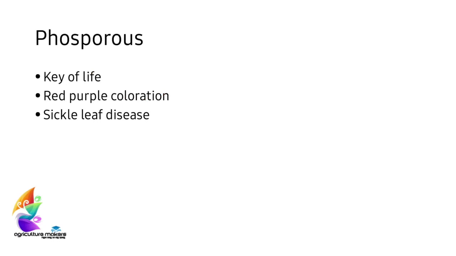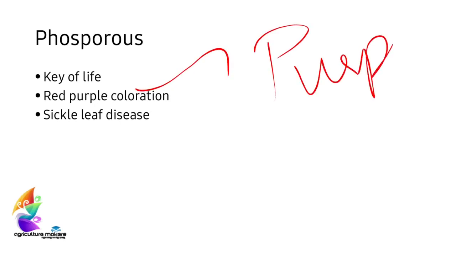Coming to the next thing, we are going to see phosphorus. Phosphorus is said to be the key of life, and it is an essential constituent of nucleic acid and phytin, and it is useful in energy storage as ATP. We all know this, and phosphorus deficiency leads to red-purple coloration. Mainly purple coloration is due to phosphorus deficiency. Added to that, it causes sickle leaf disease. You have to remember red-purple coloration or purple coloration, and sickle leaf disease.